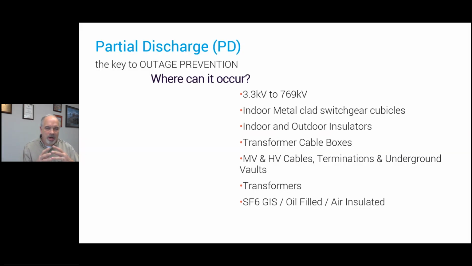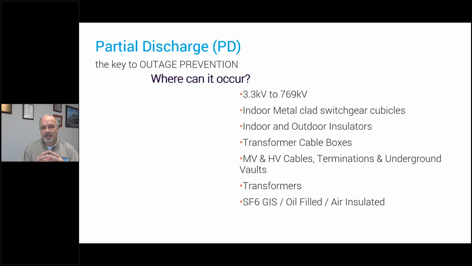So where can it occur? The physics say that it can occur at any voltage. Practically, it doesn't occur much below 3.3 kV, 4160, somewhere there, and as high as you want to go. Highest I've ever worked is 769, so I put that. Partial discharge is a phenomenon that occurs on insulation. So anywhere you have electrical insulation and you have a high stress electrical field. It's very common in metal-clad switchgear, any kind of indoor or outdoor insulator that you might have, whether it's a pole top insulator or a station post insulator or a bushing on a transformer, anywhere you've got insulation.